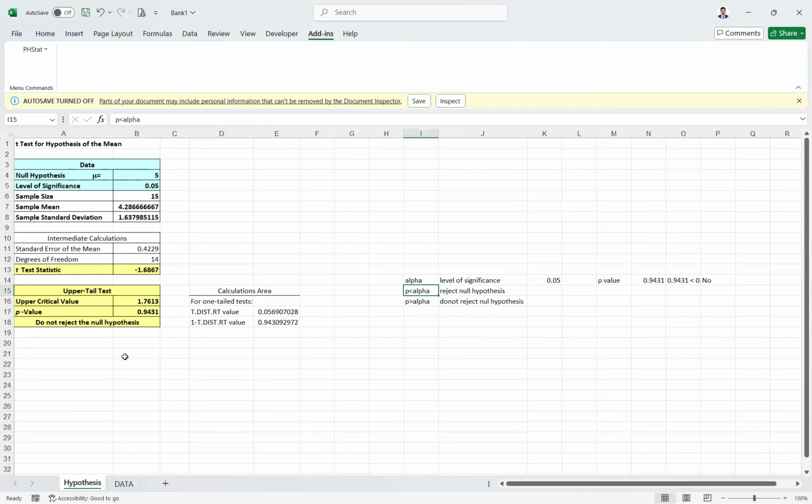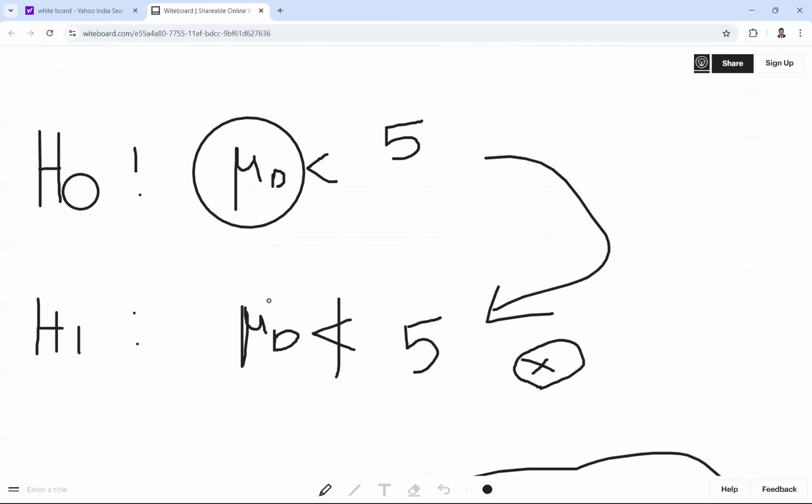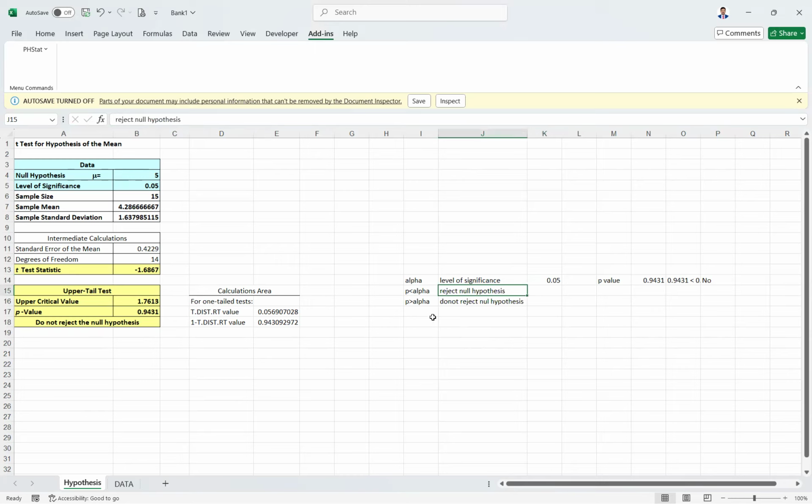If the p-value is less than alpha, then you reject the null hypothesis. What is your null hypothesis? Your hypothesis is that the population mean is less than 5. Then you should reject it. But what if the p-value is greater than alpha? Then you should not reject, which means you accept the null hypothesis, or you can say that you did not find the evidence to reject the hypothesis. Actually, you should put it that way.